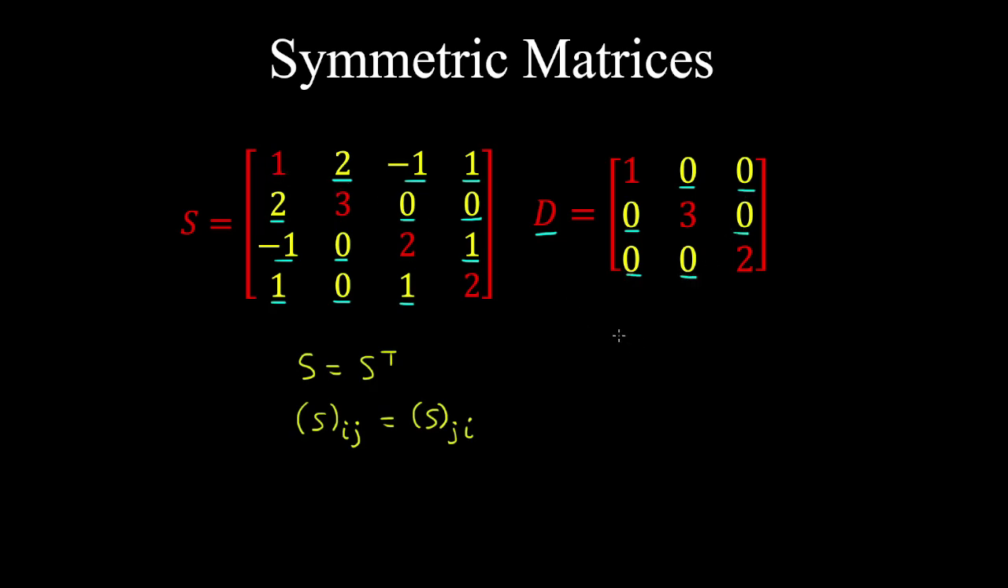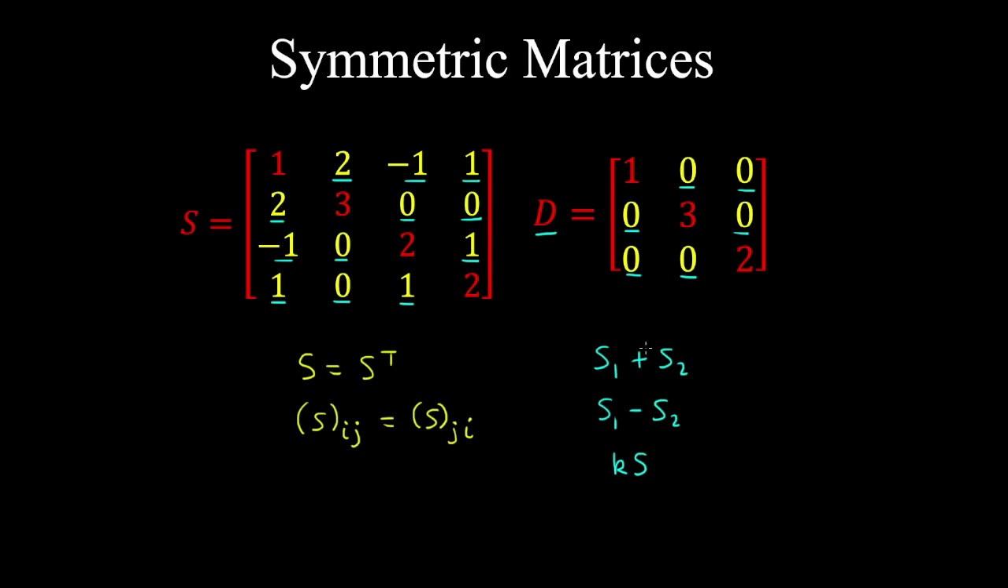So you can imagine that if you add two symmetric matrices or subtract them, then the result will be a symmetric matrix. And if you multiply a symmetric matrix by a scalar, the resulting matrix will also be symmetric.